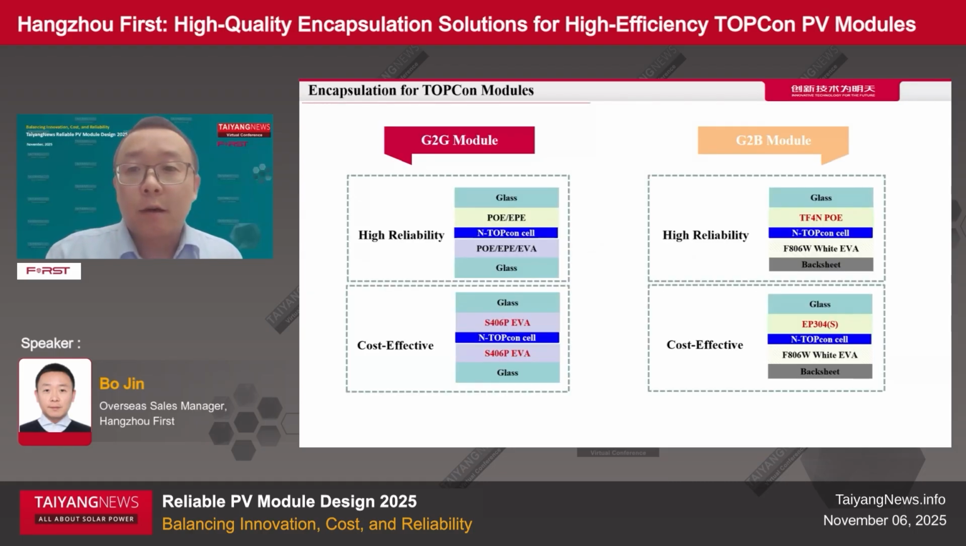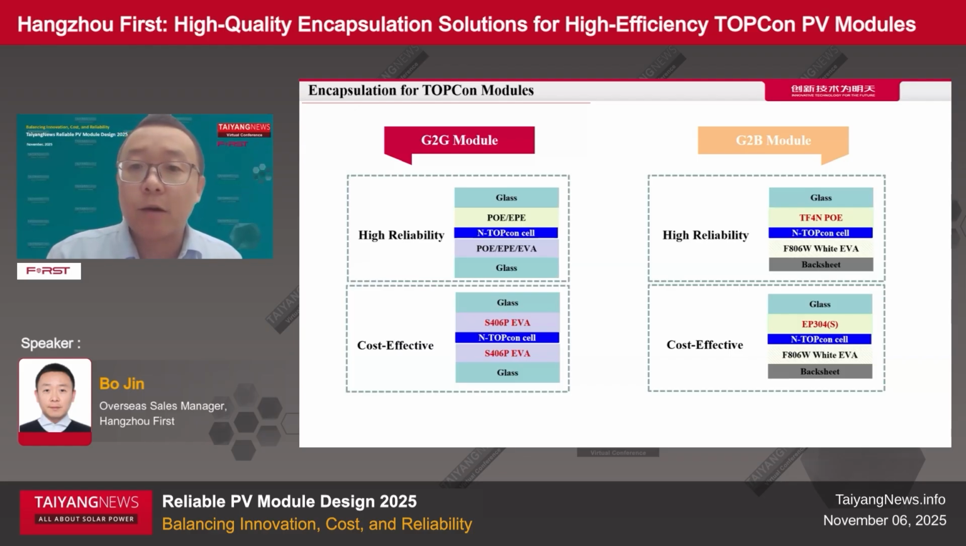So firstly, let's say the glass-glass TOPCon and glass-backsheet TOPCon module encapsulation. When we see the glass-to-glass TOPCon modules, high reliability combination for the encapsulation is using POE or EP on the front, and on the back side, it can be either POE, EP, or EVA. And when it is a cost-effective solution, then we recommend to use anti-acid EVA on both sides.